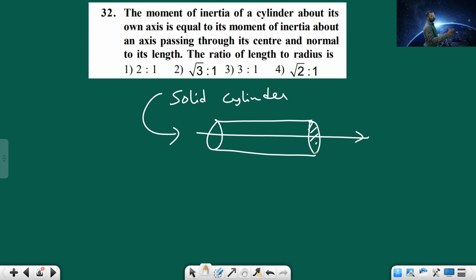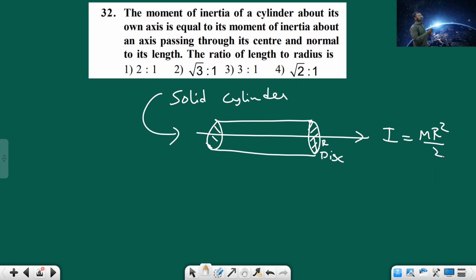Moment of inertia of a solid cylinder is like the disk. This is like passing through the disk center. So the moment of inertia can I write as MR square by 2. Is it clear? Yes, sir.